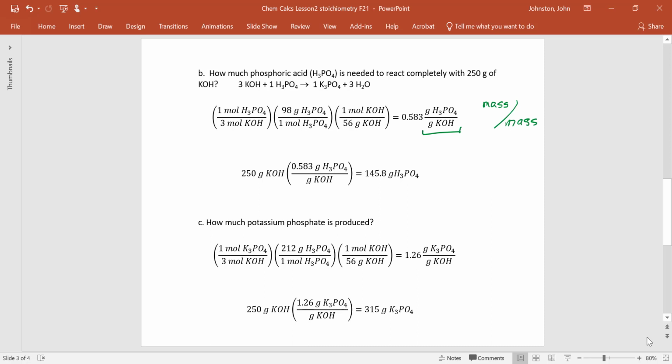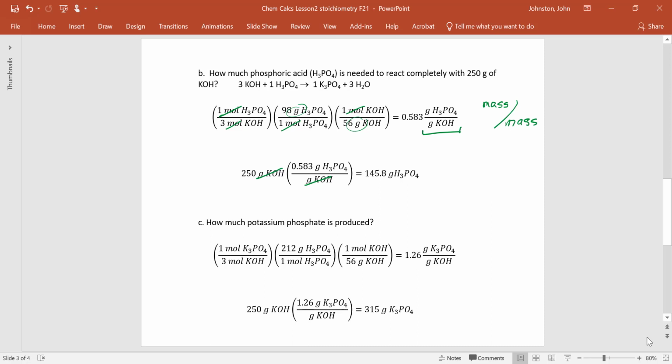Now when do you multiply and when do you divide? Watch your units. What I'm trying to do here is cancel moles of acid with moles of acid and moles of base with moles of base. So I end up with grams per gram. And if you run these numbers, you get about 0.583 grams of acid per gram of hydroxide. And now the third step is a cinch. I have 250 grams of hydroxide multiplied by the grams per gram so that these grams cancel, and I get 145.8 grams of acid.